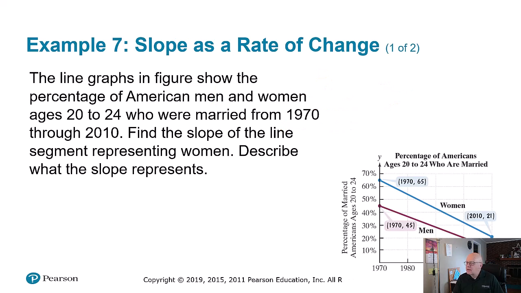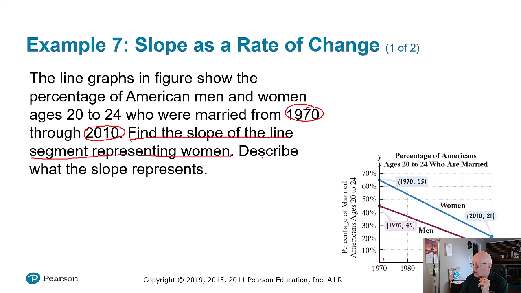Now we've got a picture here, and I'm going to let you interpret it a little bit. You can hit the pause. It says, find the slope of the line segment representing the women. And we're talking about from 1970 to 2010. And these are all women that are 20 to 24. That's not in the graph. Those are the only ones that are being graphed. What does the slope represent?